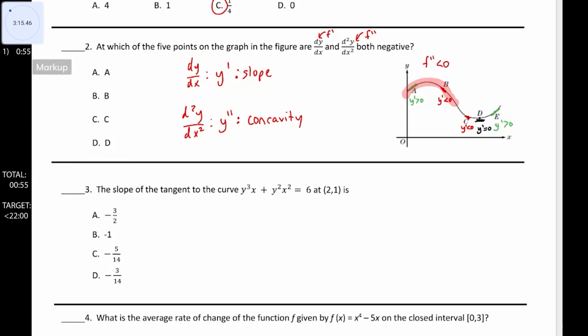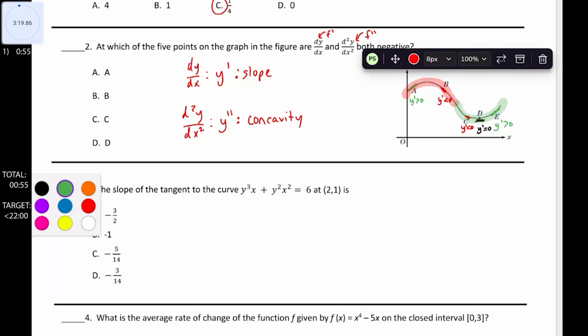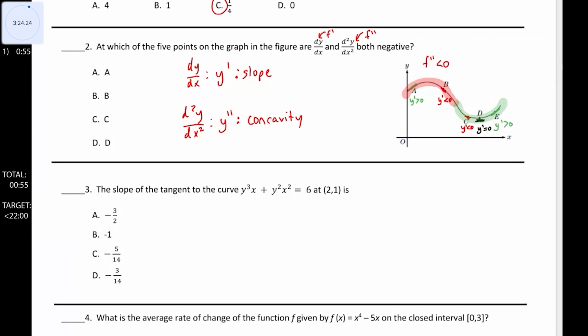The second half of this graph opens upward, and so we say that this portion right here is concave up, and any part of the graph where the graph is concave up, we can say that the second derivative there is going to be positive.